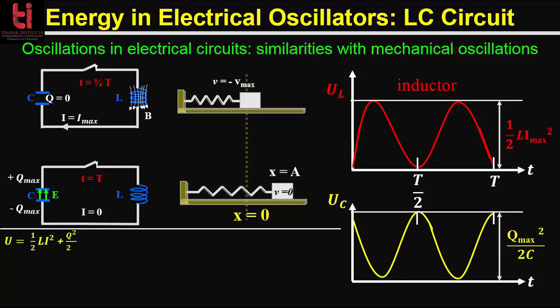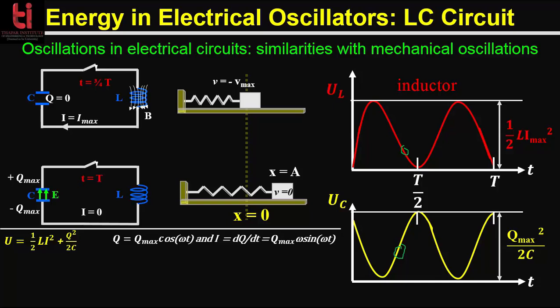So now if you think that we are somewhere at this point where we have both the contribution of electric potential energy and the magnetic energy stored in the inductor, we can write that U, that is the total energy, is equal to half L i square plus q square by 2C, and q is equal to Q max into cos omega t, so i will be Q max into omega sine omega t.